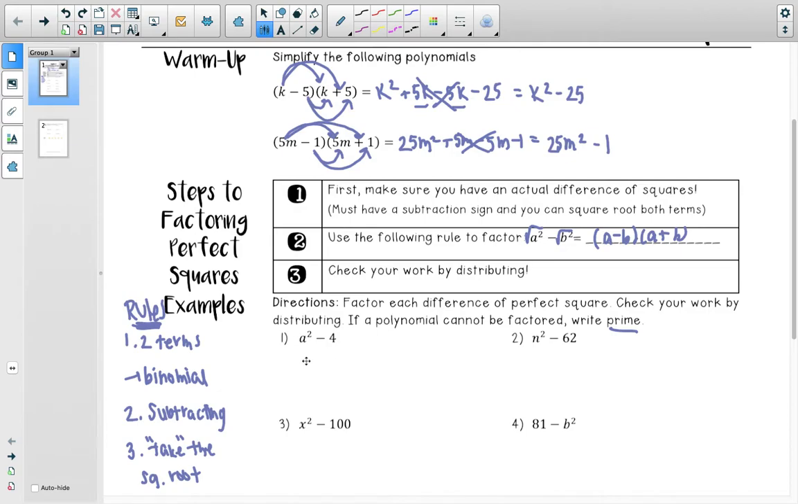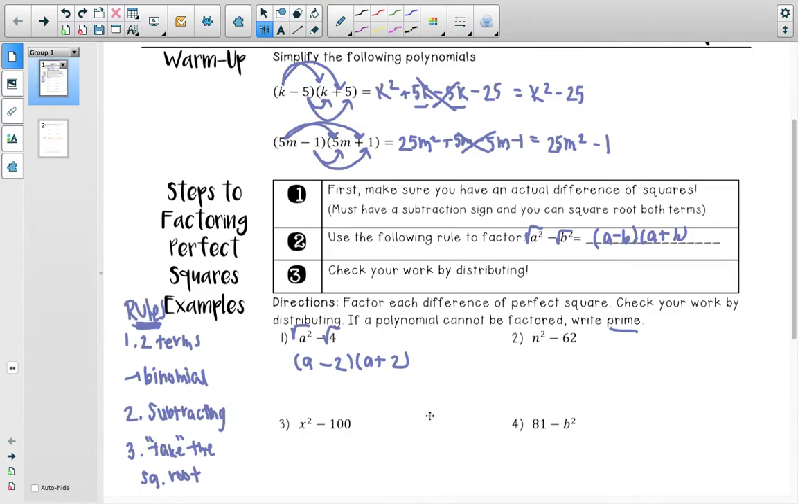So on number 1, you ask yourself, are there 2 terms? Are they subtracting? And can you take the square root of both of them? And you can. The square root of a squared is a. What you're going to do is write that as the first term, and the square root of 4 is 2. And then you just write a subtraction and addition sign, and that is the answer. If you do want proof of how this works, you can notice with the warm-up that this is exactly the same setup as how we're factoring here, and the answer looks exactly like what we're doing here. So we undid the factoring and went back to the simpler form.